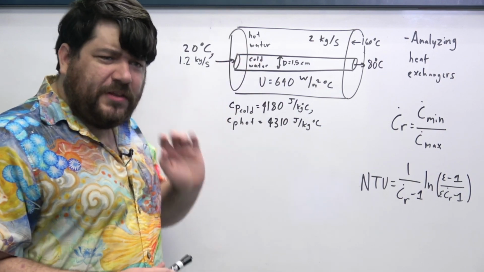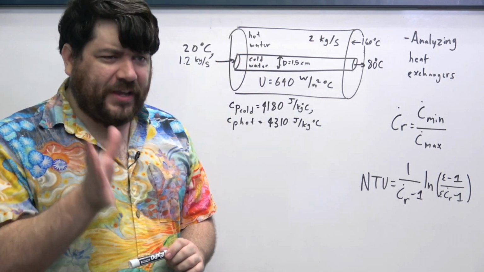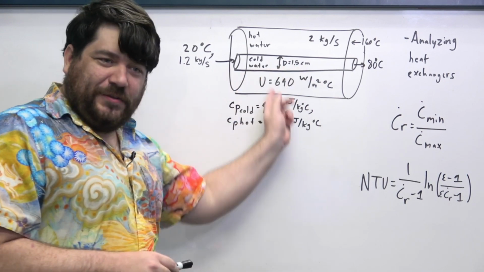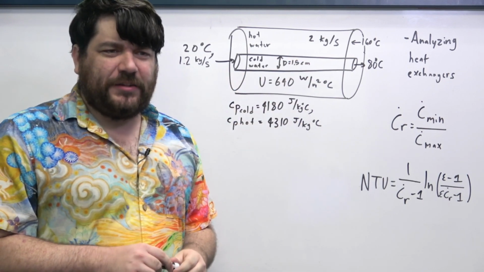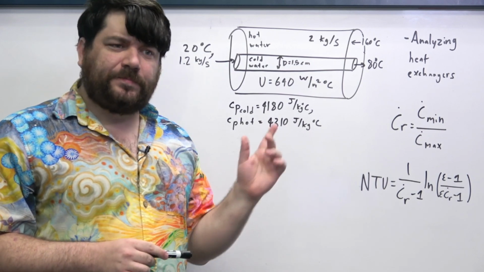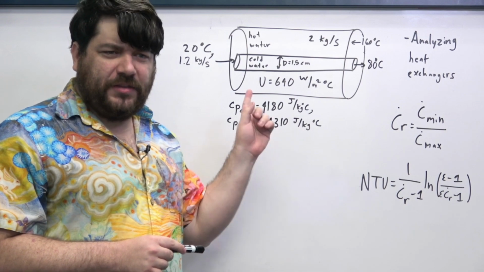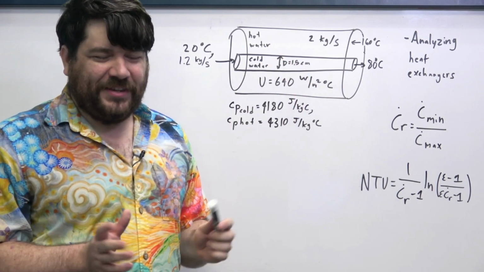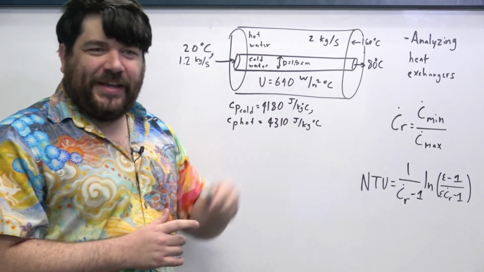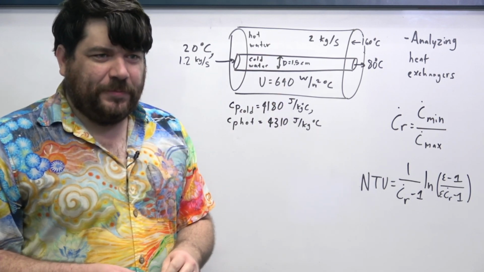So here's the setup. This is a double pipe counterflow heat exchanger. Double pipe because it's basically just one pipe inside of the other. So about as simple as you can get for a design of a heat exchanger. And it's counterflow because the two liquids inside of this heat exchanger, the cold water and the hot water, as labeled here, are flowing in opposite directions.